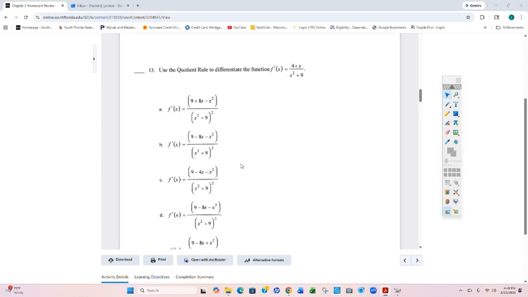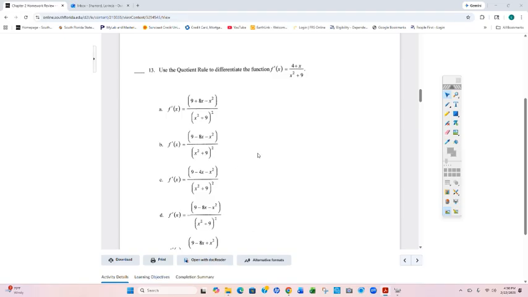Number 13, use the quotient rule to differentiate the function f of x equals, and that is a typo, it should say f of x equals. This is a fraction. The numerator, 4 plus x. The denominator, x squared plus 9. So 4 plus x over x squared plus 9.